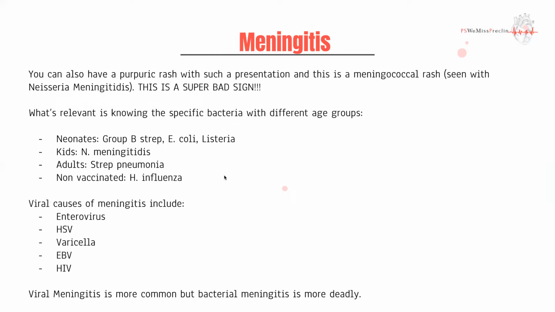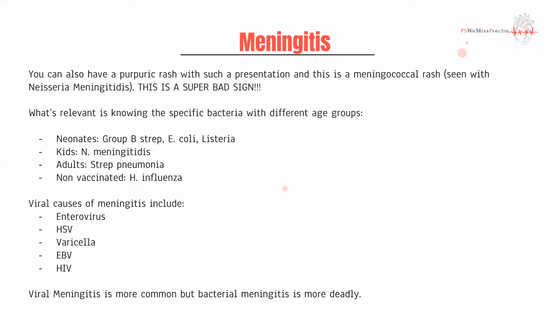You can also have a purpuric rash, quite commonly in children. They may present with a purple or a purpuric rash that's non-blanching, and that is called a meningococcal rash. That indicates that the bug or the likely bug causing the infection is Neisseria meningitidis. And this is a super bad sign because a meningococcal rash indicates meningococcal sepsis, which is really bad and can lead to something called DIC, or disseminated intravascular coagulation, and that's not good.